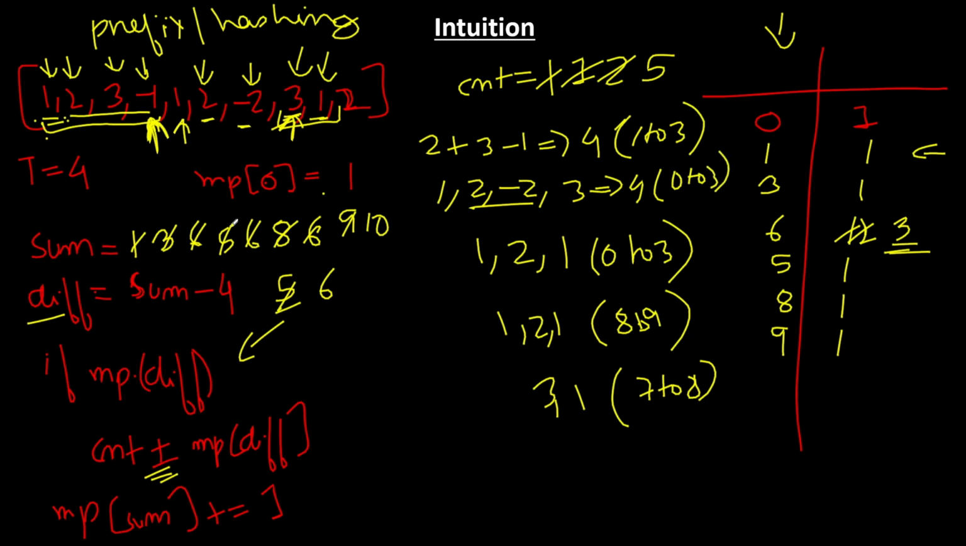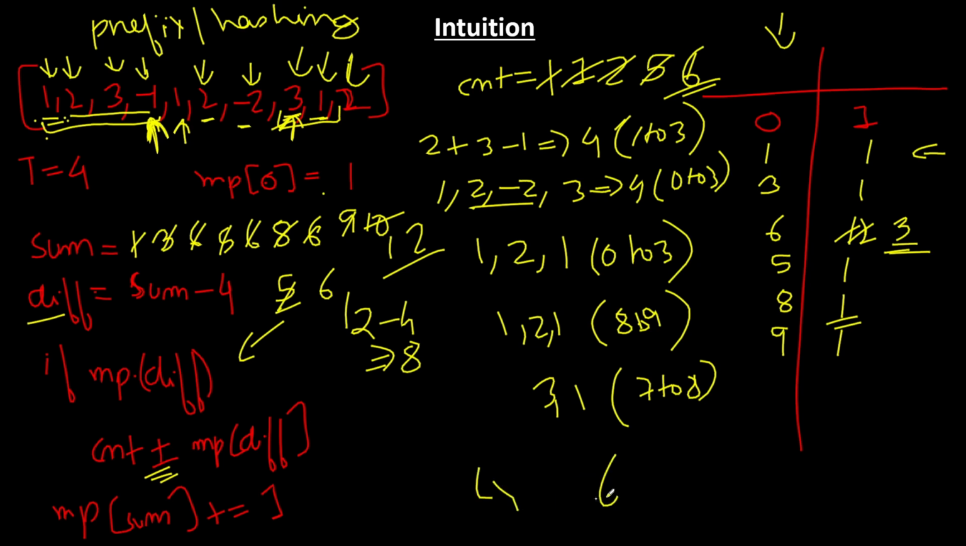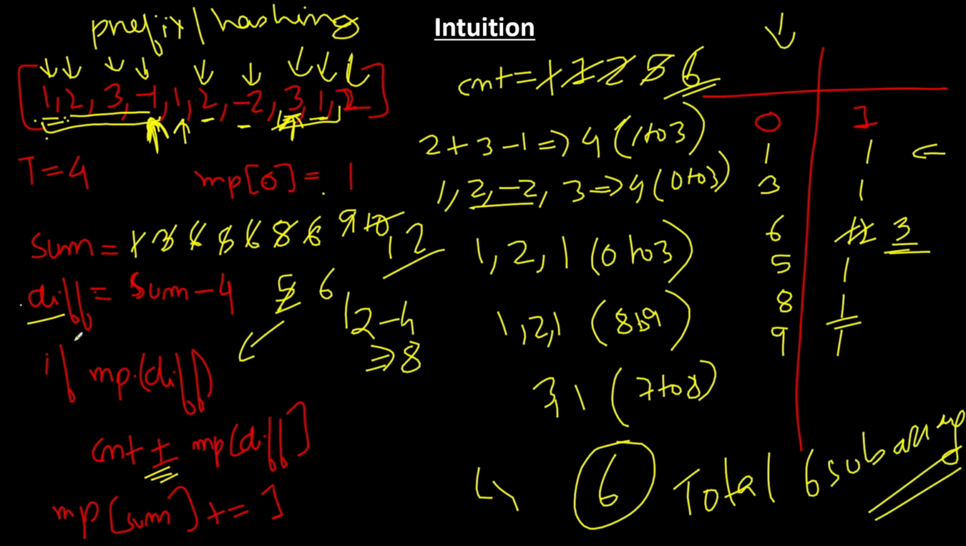Correct? And after that, you come here. 10 plus 2 becomes 12, right? And 12 minus 4 is how much? It is 8, right? So you look into the map, you find 8 is there, so you increase the count by 1. So it becomes 6, and therefore our answer comes out to be 6. So there are total 6 subarrays. So this is the complete concept of finding the subarray sum.